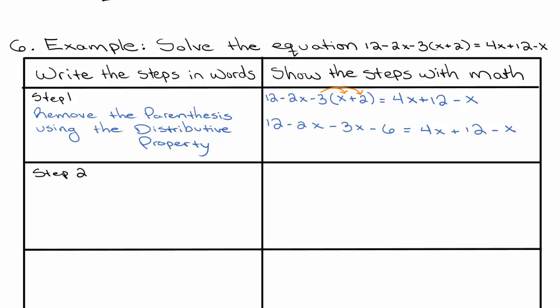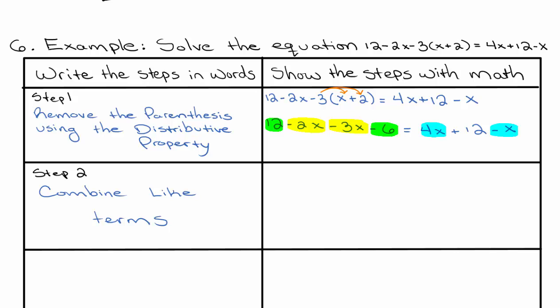Step 2 is going to be to combine like terms. Our like terms here in this case would be the -2x and the -3x. We can combine those two together, and also the 12 and the -6. Those can be combined together. On the opposite side of the equal sign, we can combine the 4x and the -x together.